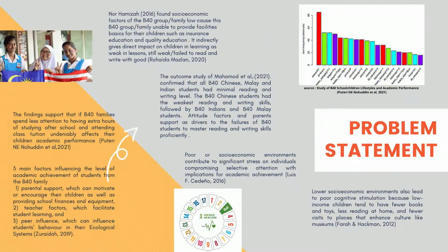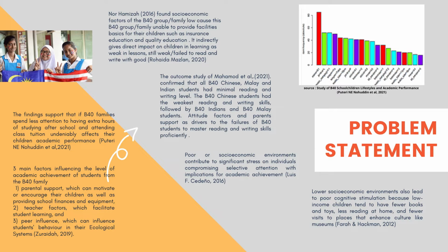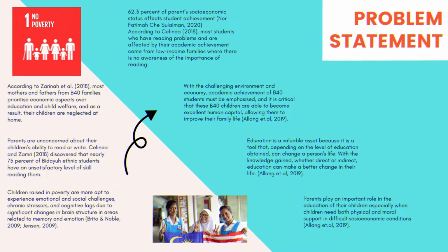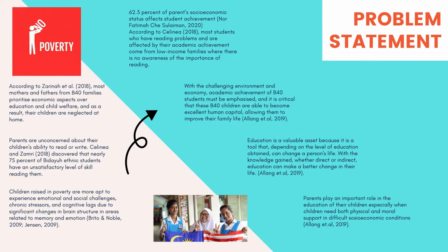Problem statement. Socio-economic factor is a factor that enables the B40 family to provide basic facilities for their children, such as quality education, which will cause impacts on children in learning. This will also lead to poor cognitive stimulation among children, since low-income children tend to have fewer books and experience less reading at home. Most parents from B40 families were also unconcerned about their children's ability to read or write. It is confirmed in a study by Mehammud et al., 2021, which stated that all B40 Chinese, Malay and Indian students had minimal reading and writing skills.